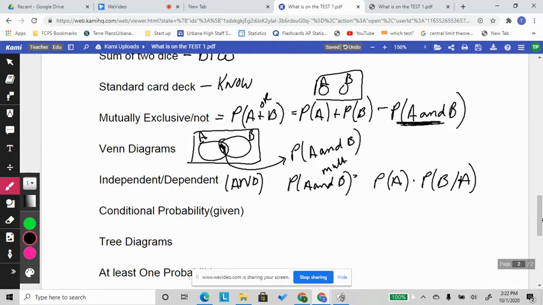So if you're doing 2 cards and you pull 2 7s out of a deck of cards, it's 4 out of 52 for the first card. If you put it back in and shuffle, it's independent. It's 4 out of 52. If you don't put it back in, then it's going to be 51 cards left and only 3 7s left. That makes it dependent. So that's the difference between your independent and dependent.